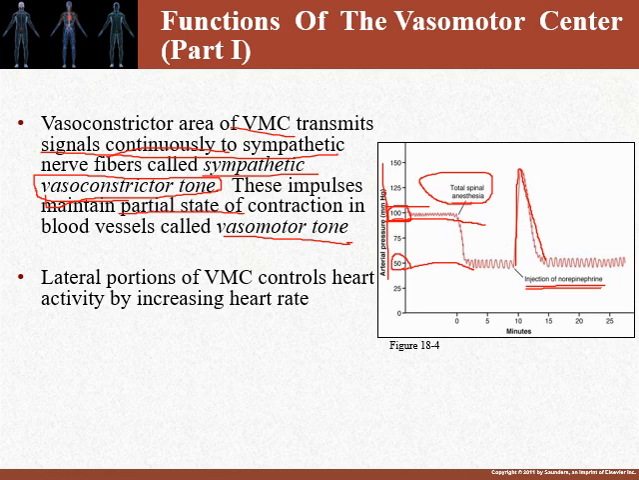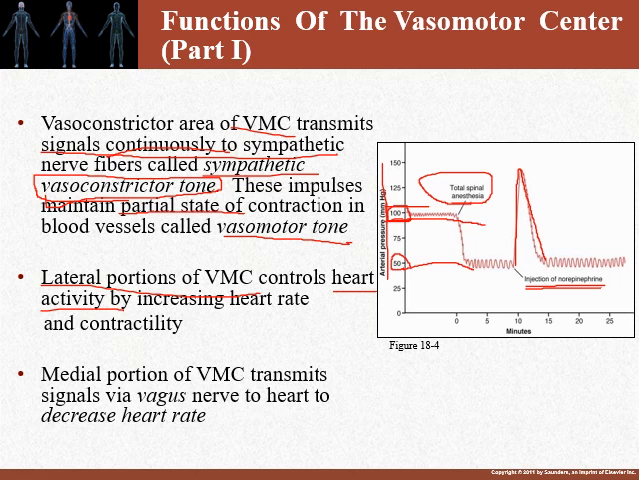Okay, now the lateral portions of the vasomotor center, so there are areas in the vasomotor center on the lateral side, control the heart activity, by sending impulses to increase heart rate. Okay, so some of the areas of the vasomotor center control heart rate and contractility. Then the sympathetic nervous system not only regulates the vasomotor tone or the vascular resistance, but also regulates the heart contractility and the heart rate, by increasing the contractility and increasing the heart rate. The medial portions of the vasomotor center will transmit signals by the vagus nerve to decrease the heart rate.